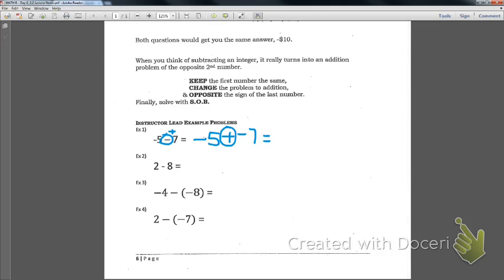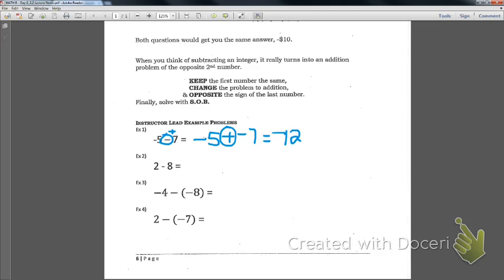So now that we have addition, we can use our SOB rule. Are those the same signs or opposite signs? Same, because you have a negative 5 and a negative 7. So what do you do if they're the same sign? You add them. So 5 plus 7 is 12. And then the bigger sign wins. Well, they're both negative, so you have no choice but to make it a negative answer. So negative 12 is your final answer.